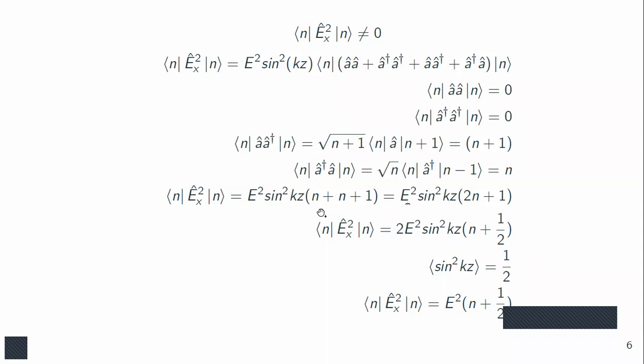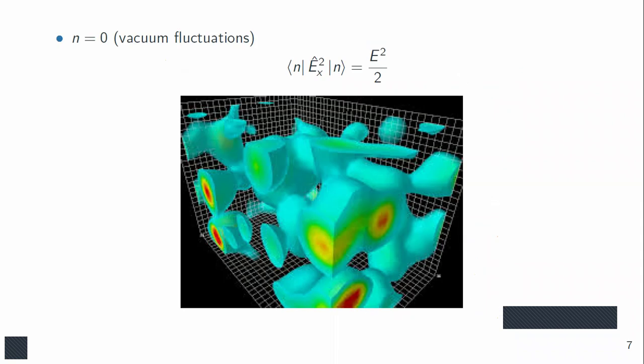We know that the average of sine square kz over some period is 1 by 2. So we could put this value in the above equation, and we get the final equation as E squared (n plus 1 by 2). This is the fluctuation of the field in the case of the Fock state. We could see that if there is no photon, there is still some energy of the field, and the fluctuation is still present even in the absence of photons. This is denoted as the vacuum fluctuation.